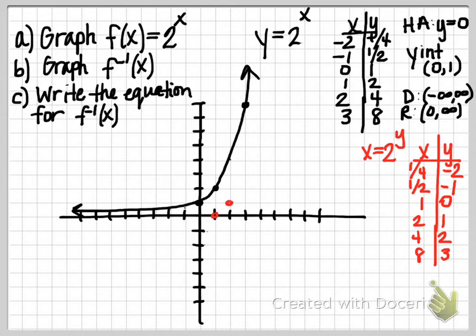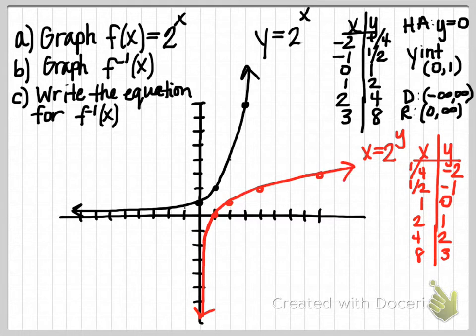So we have 1/4, right 1/4, and down 2, -2, 1/2, -1, 1, 0, 2, 1, 4, 2, and 8, 3. And graphing, connecting those points, you'll notice that this curve is going to get really, really close to the y-axis, but not intersect it, and has that basic shape.